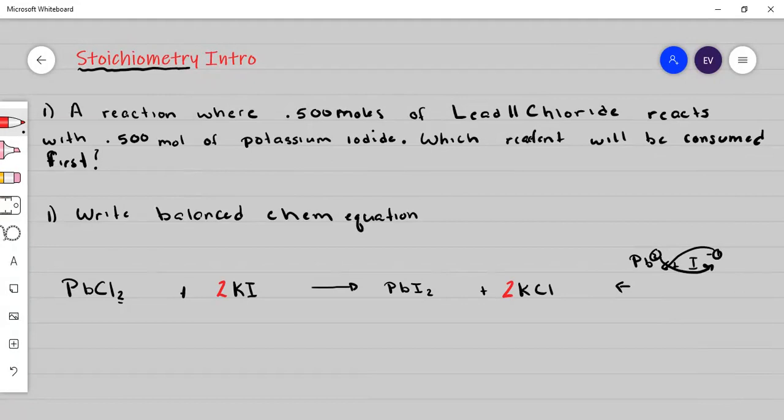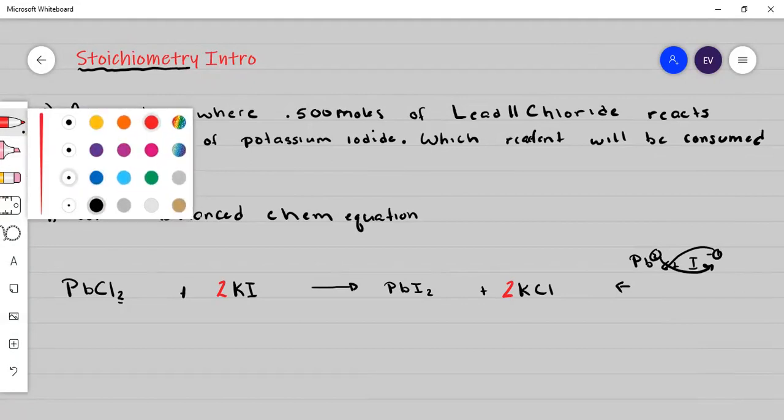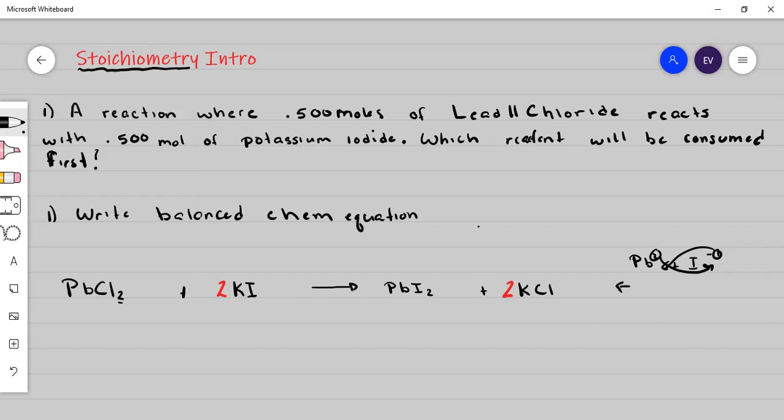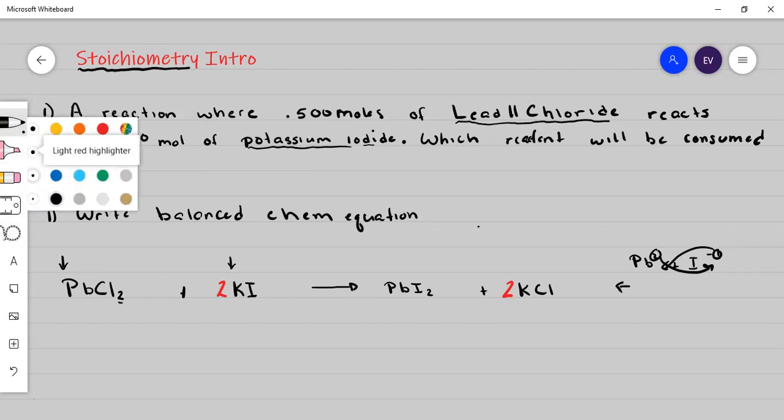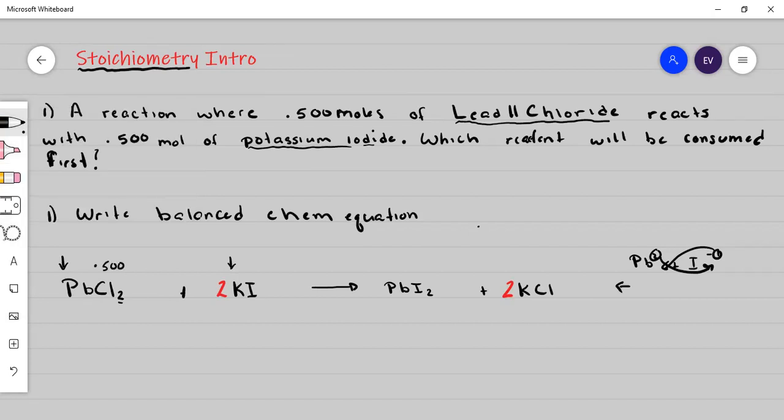Okay, so now that we have a balanced chemical equation, we can find the mole ratio. Here are the 2 compounds that I'm working with. The first one is lead(II) chloride, and the other one is potassium iodide. I know that I have 0.500 moles of this one, and 0.500 moles of this one. The question is asking which one of these 2 is going to be consumed first. Being consumed first means which one is going to run out.